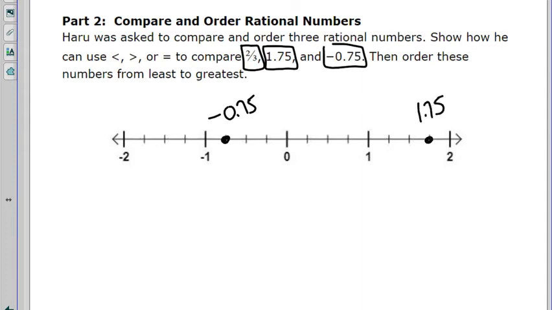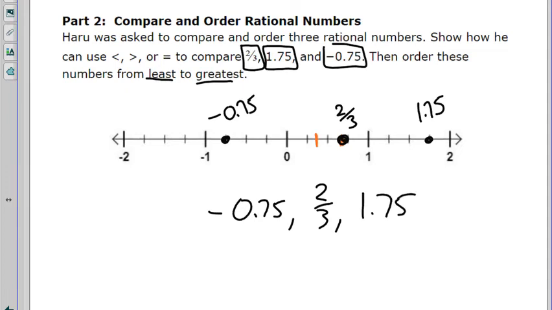Here we go, 1 75 hundredths. And 2/3 doesn't fit neatly on my number line, but I know that I could also kind of break this into thirds like that. And then 2/3 would show up right here. So if I wanted to write these from least to greatest, it's going to be -75 hundredths, 2/3, and 1 75 hundredths. We also could write this like this. -75 hundredths is less than 2/3, which is also less than 1 75 hundredths.